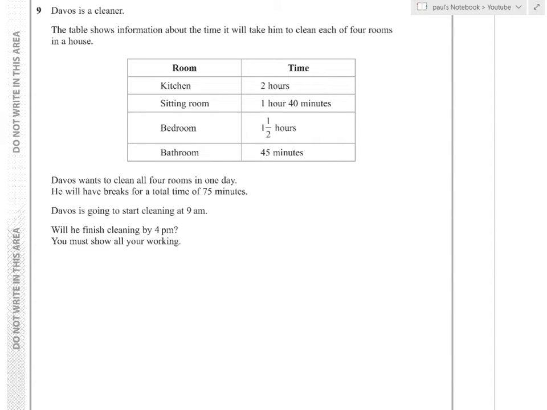Davos. What's Davos up to? Davos is a cleaner. He's going to clean all these rooms and he wants to do all 4 rooms in a day, and he can have a break, and he's going to start at 9. Well, when does he finish cleaning? Right, so start at 9 plus 2 hours will make it 11 o'clock. And then the sitting room, so we've got 11 o'clock plus 1 hour 40, which will be 12:40.